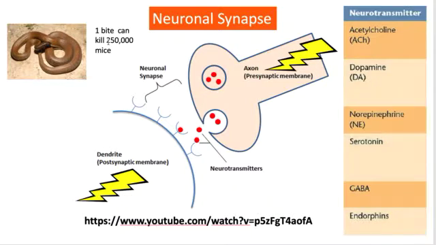Here's an illustration of what a snake bite might do to you. There's a type of snake, I can't remember the name of it. One bite kills 250,000 animals, mice in this case. What does that do? Well, the chemical that it produces in its saliva will make its way into this space here, this synaptic space, and will block the signaling between these two cells.